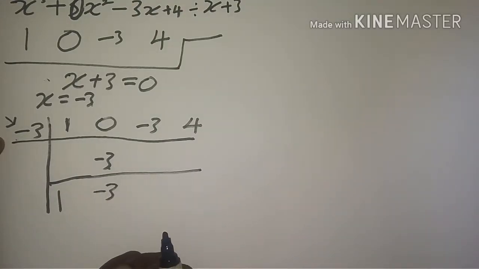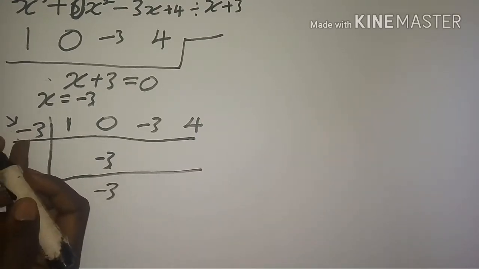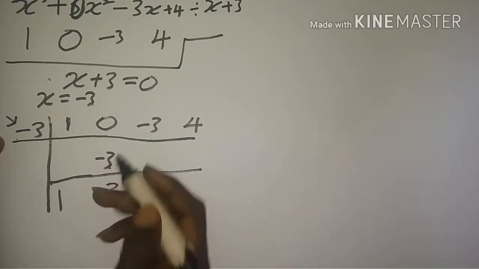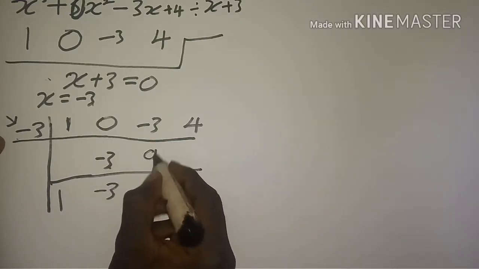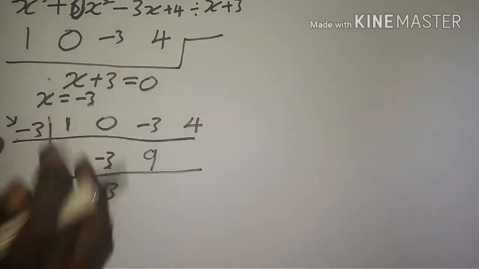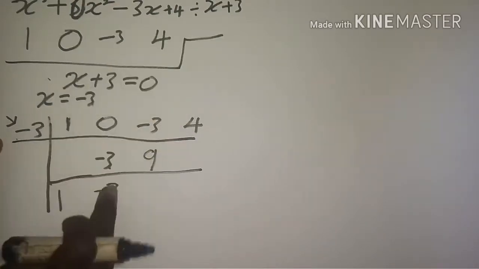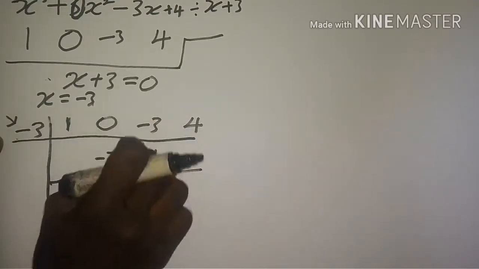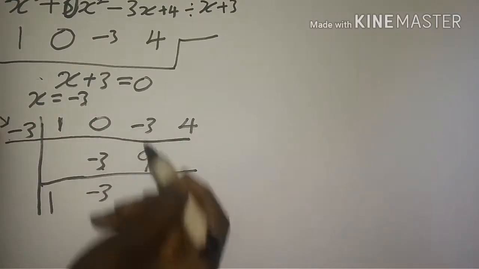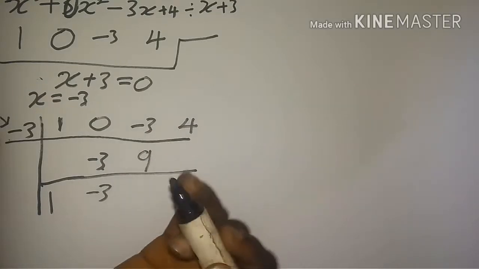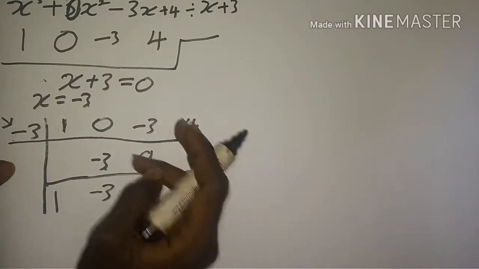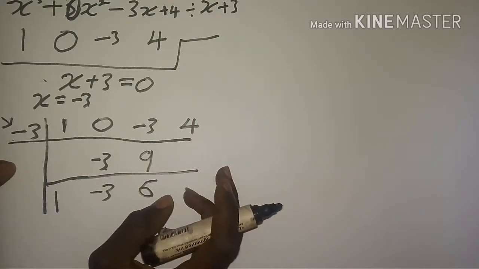So you put it there. Next thing you're going to do is multiply again. So this -3 multiplied by -3 is +9. So next thing you do is just put 9 here. Then you're going to add. When you multiply, you put the answer here, you add. When you multiply again, put the answer here, you add. That's just continuous, no matter how big everything is. So when you add -3 plus 9, that's 6. If I make any mistake, you can correct it, but I'm not sure I'm making any mistake.